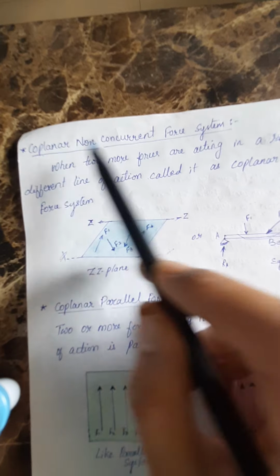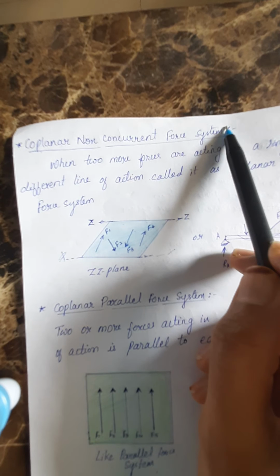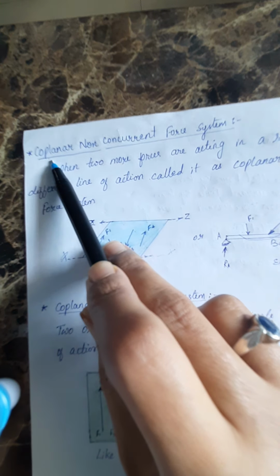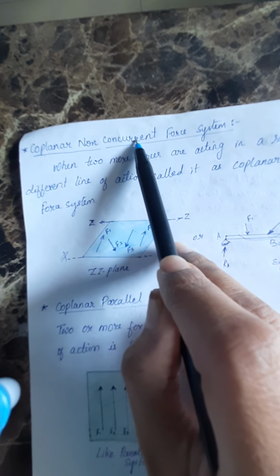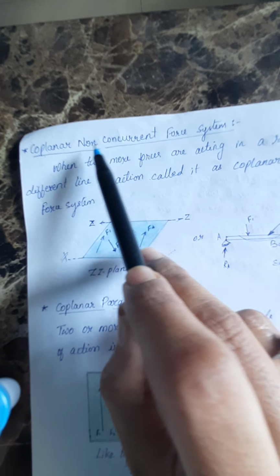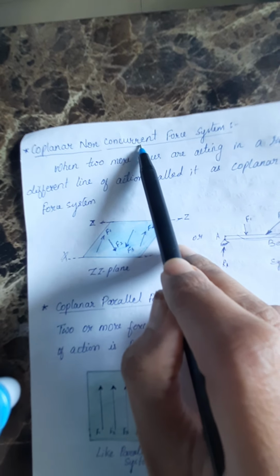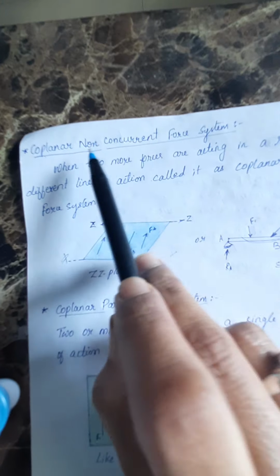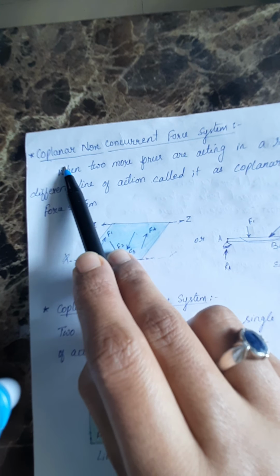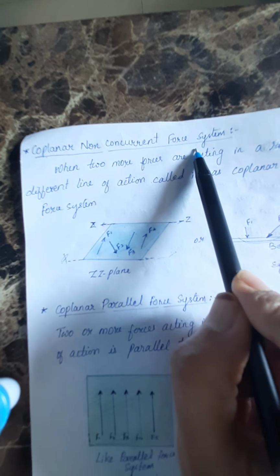Next, coplanar non-concurrent force system. Again, coplanar means what? Common plane. Non-concurrent, there is no force concentrating. None of the forces are concentrating at any point. Or we can say their line of action is not meeting at one single point. Such forces we will call a coplanar non-concurrent force system.